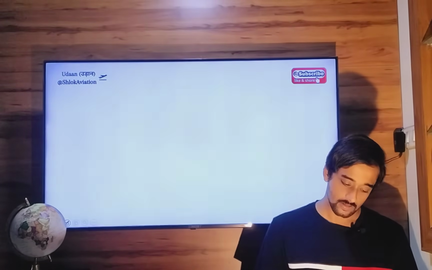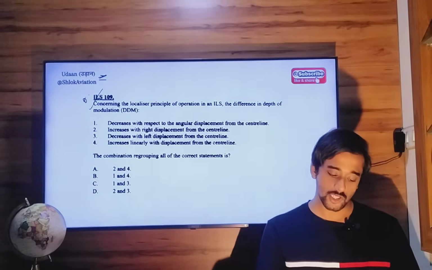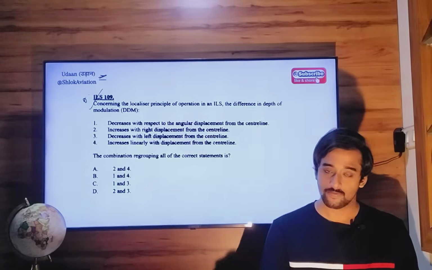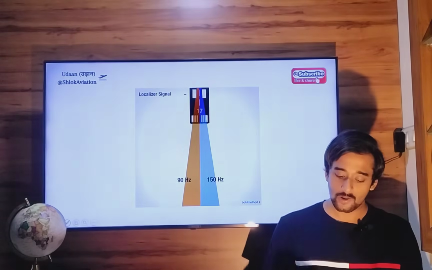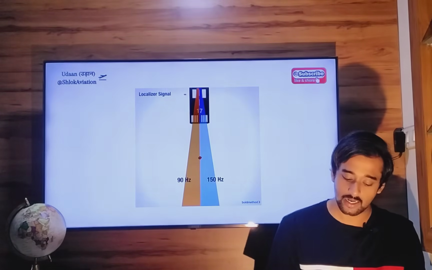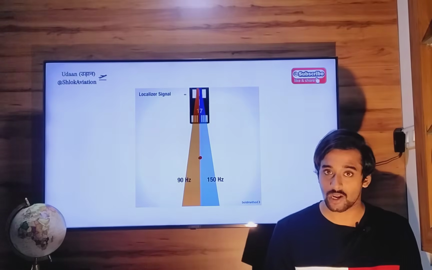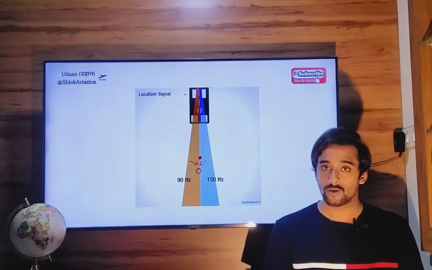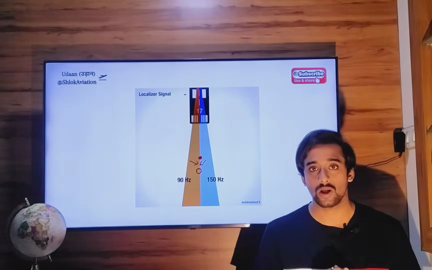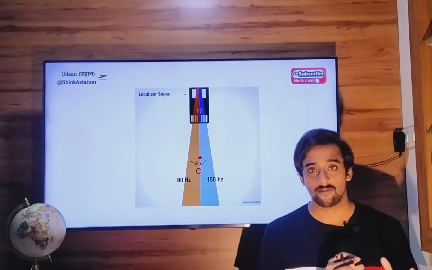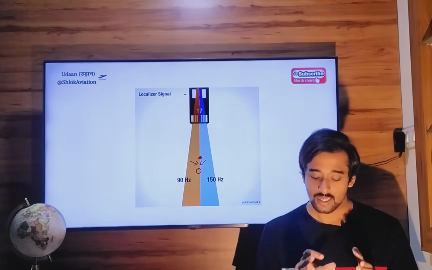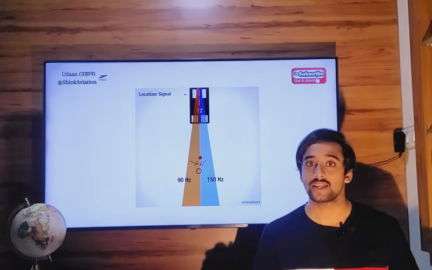Next. Concerning the localizer principle of operation, the difference in depth of modulation. When you are right on the extended center line of the runway, the difference in depth of modulation will be equal to 0. You will receive both the signals equally. When you deviate away from the center line, either to your left hand side or right hand side, the difference in depth of modulation will increase.